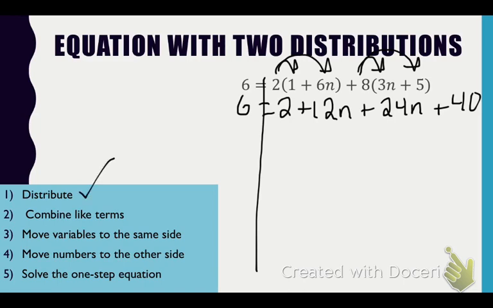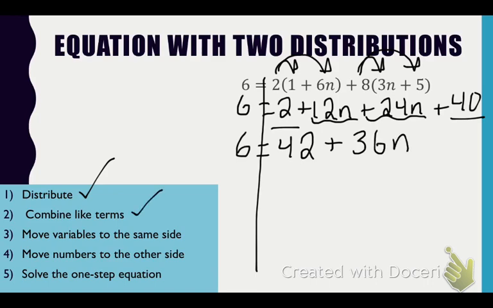Okay, there's a lot of numbers on the right side. So 2 and 40 are like terms because they are just numbers. So I'm going to add them. 2 plus 40 equals 42. And then we get 12n and 24n. I'm going to combine those because those both have an n. And that gives me plus 36n.